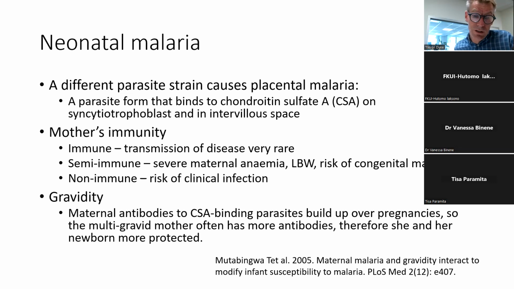That is, if the mother's got maternal antibodies to CSA binding parasites that build up over several pregnancies, then she's very unlikely to transmit malaria. But if it's a primary gravida who gets infected with malaria and is not immune, then there's an increased risk.